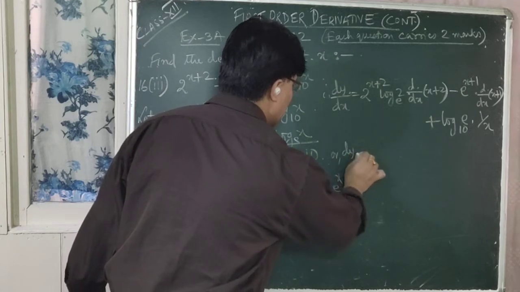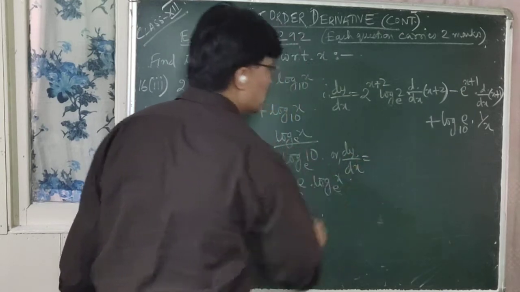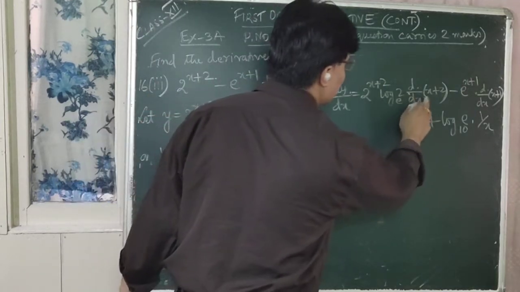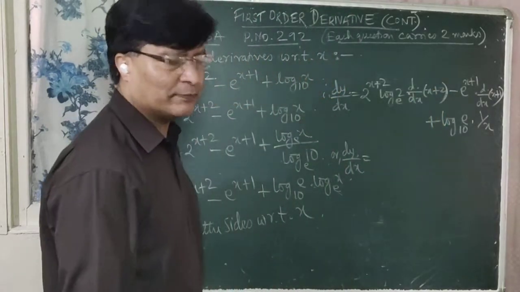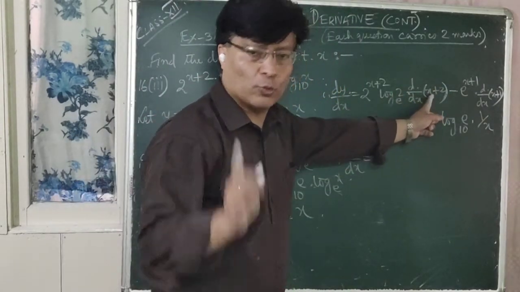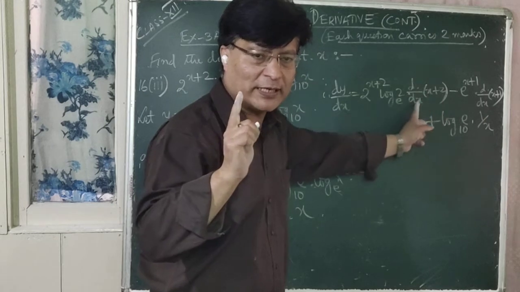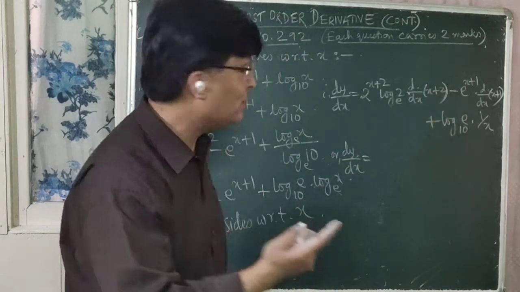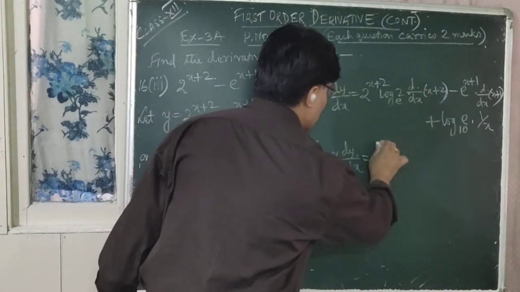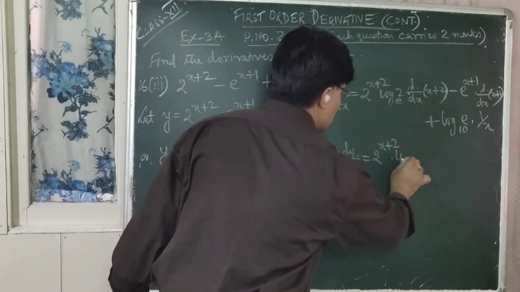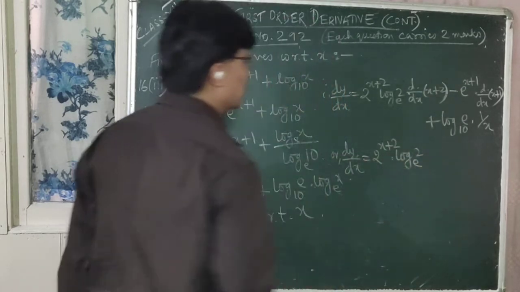Or dy by dx is equal to, now what is d by dx of x plus 2? Can you tell me? That is d by dx of x is 1 always, plus what is d by dx of constant? 0. What is 1 plus 0? 1. That means you will get only 2 to the power x plus 2 into log 2 base e.